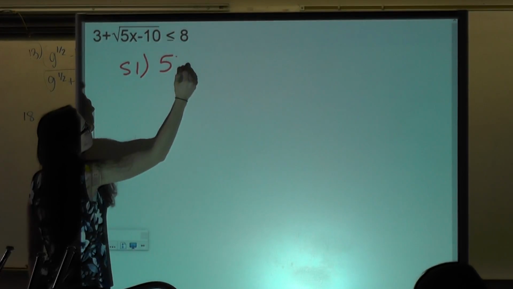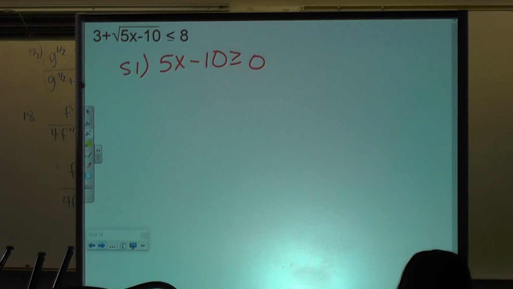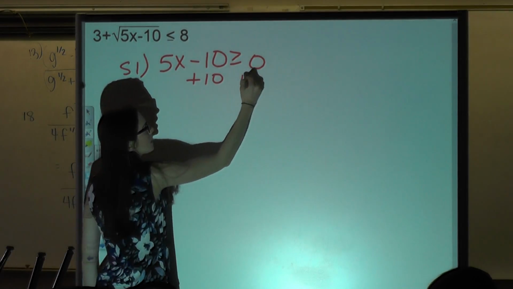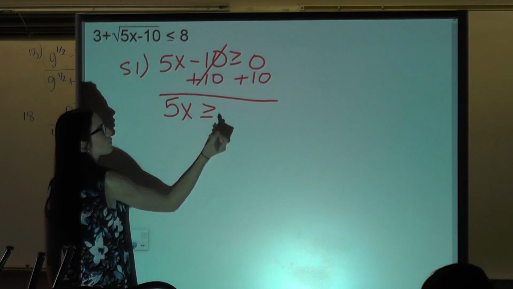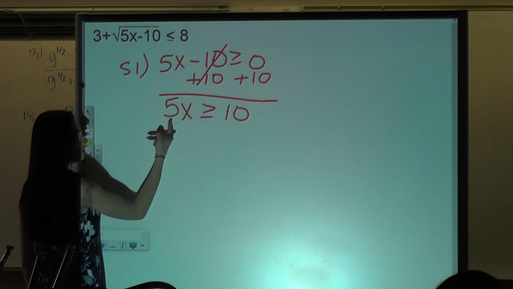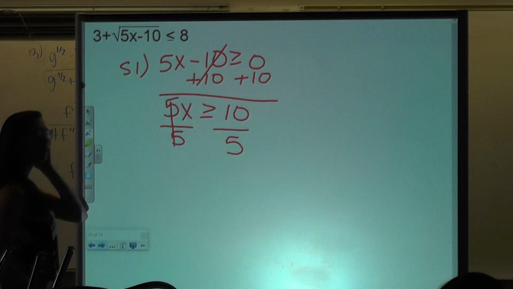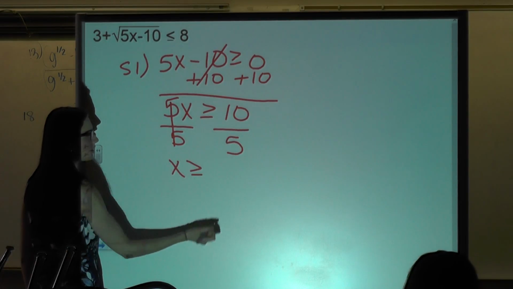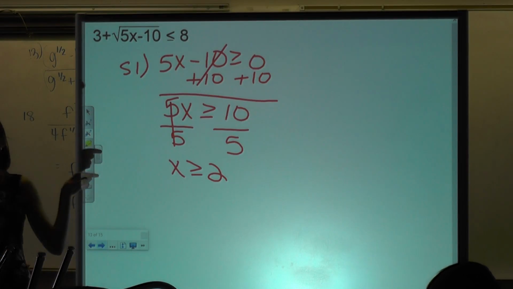So what you have to do for step 1 is you take what is underneath your radical and you set it greater than or equal to 0, because you can take the square root of 0. You solve for x. We're going to add 10 to both sides. This is going to cancel, giving you 5x is greater than or equal to 10. This is 5 times x, so we're going to divide by 5. 5 over 5 will eliminate. You're left with x is greater than or equal to 10 divided by 5 is 2. So that's your first stipulation, that x has to be greater than or equal to 2.